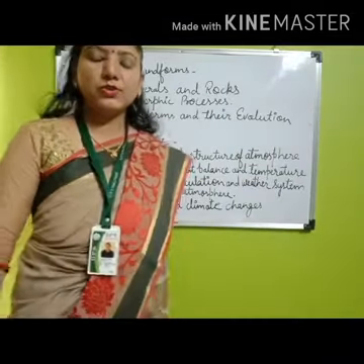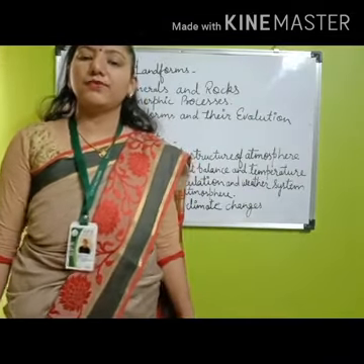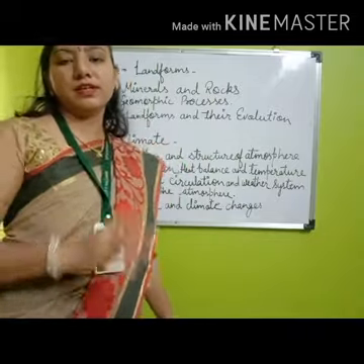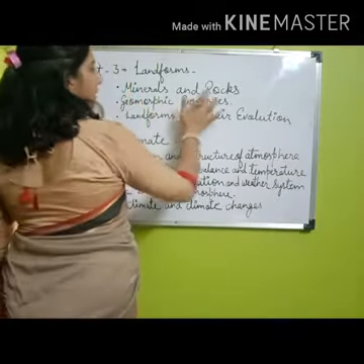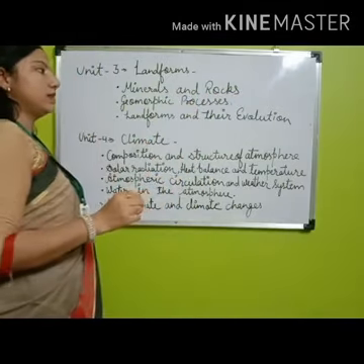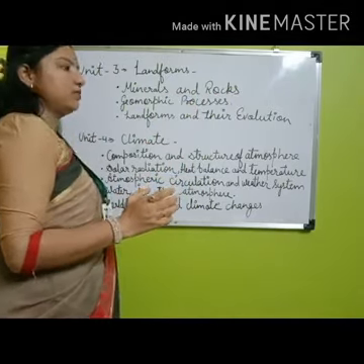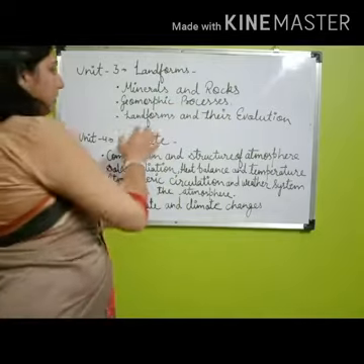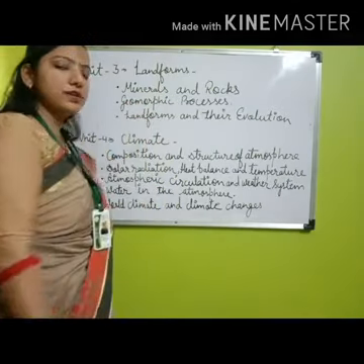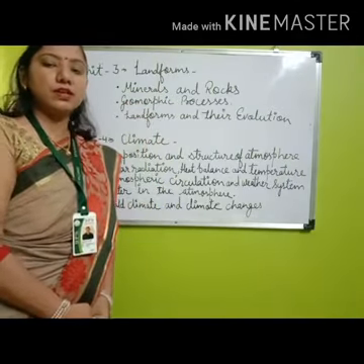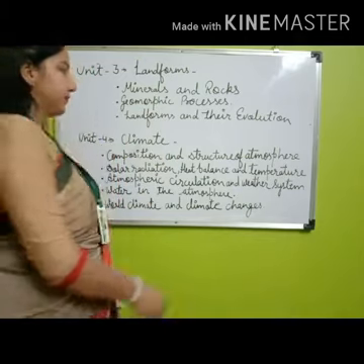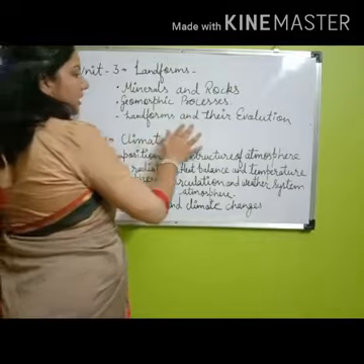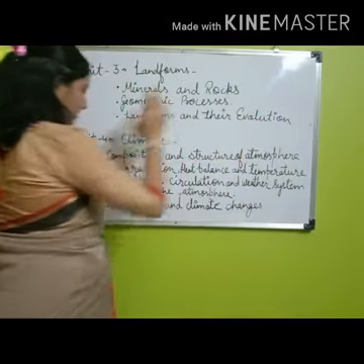Students, our next unit, unit 3, contains landforms. In landforms, we will study 3 chapters, in which the first is minerals and rocks. In this chapter, we will study the formation and distribution of minerals and rocks. In the next chapter, geomorphic processes, we will study the structure and the formation of the earth. In the next, landforms and their evolution.